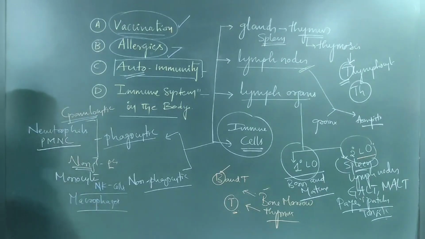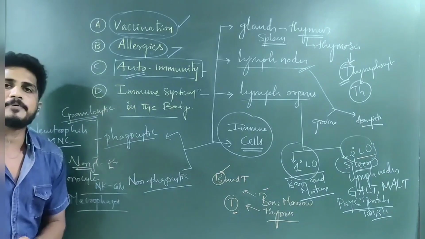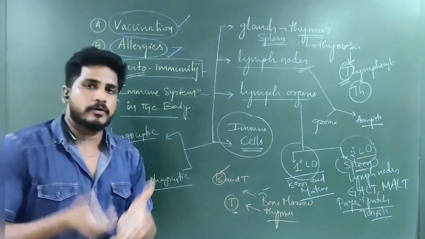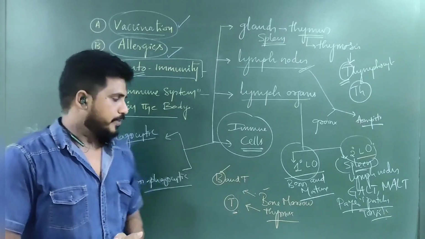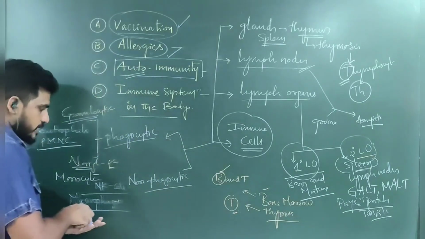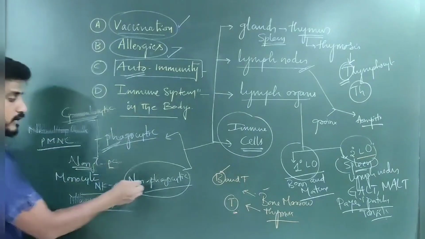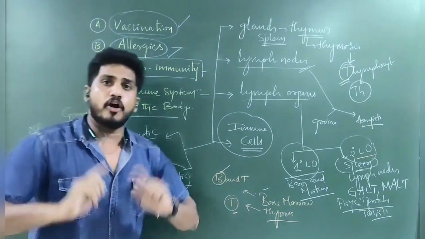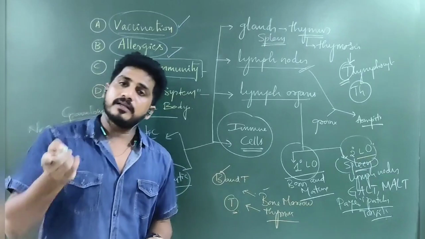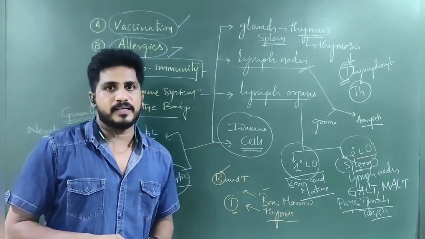Macrophages. These names are very important. These two types of cells perform phagocytosis with the help of pseudopodia. Whereas non-phagocytic cells, they cannot perform phagocytosis, but they are involved in the defense mechanism.